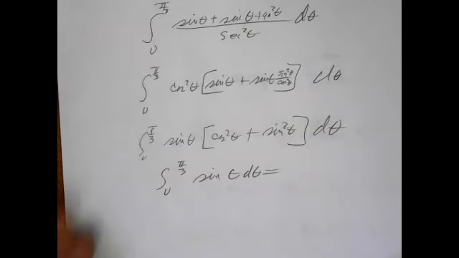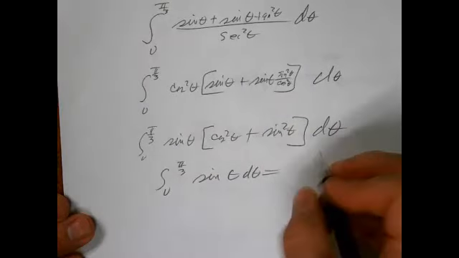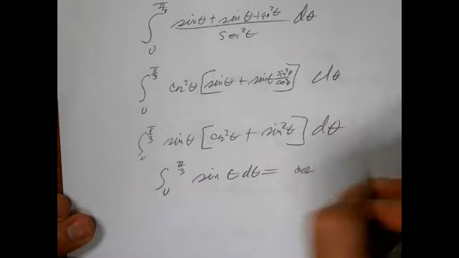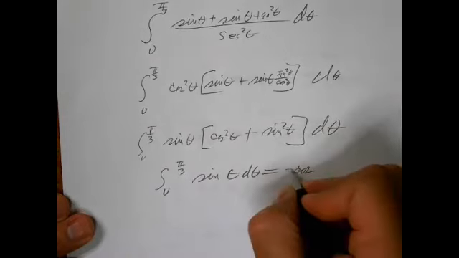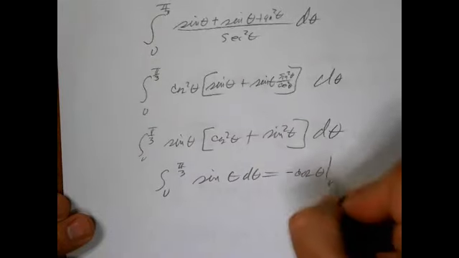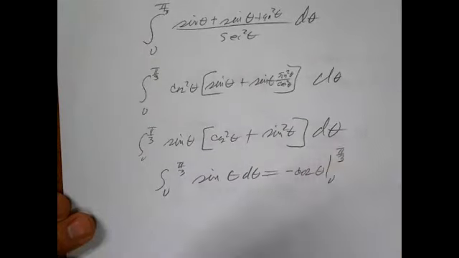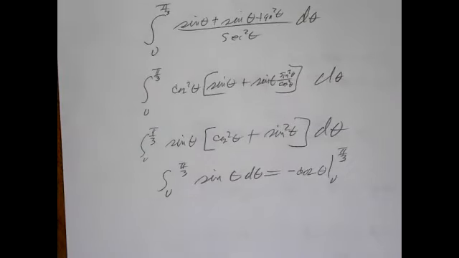And now finally, we can integrate. Derivative of sine is cosine. Derivative of cosine is negative sine. So we have to remember to throw in that extra negative sign and evaluate from 0 to pi over 3, which again, I will leave to you.